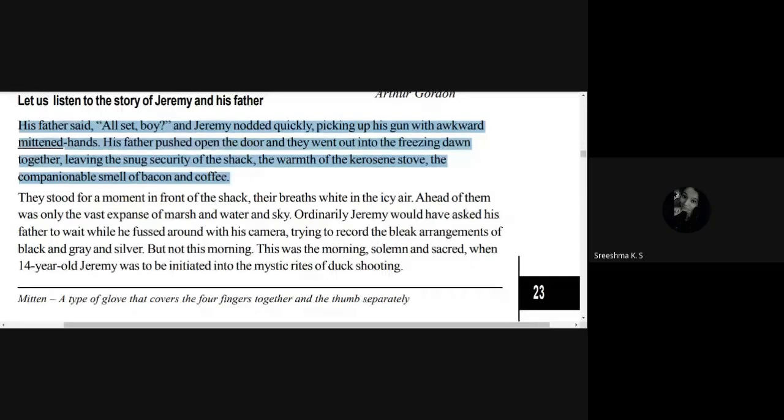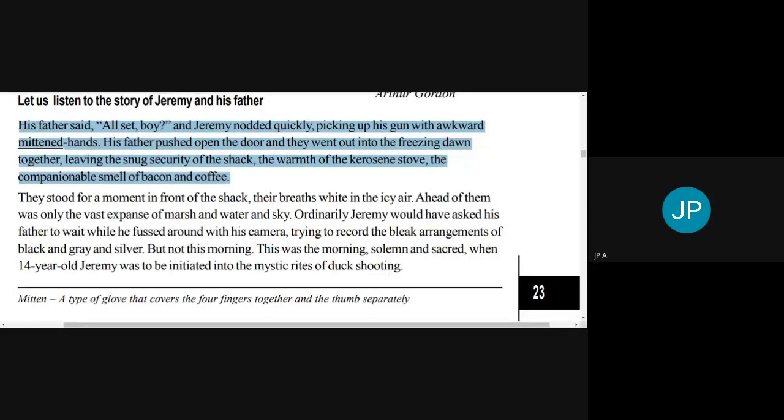His father said, "All set, boy," and Jeremy nodded quickly, picking up his gun with awkward mittened hands. His father pushed open the door, and they went out into the freezing dawn together, leaving the snug security of the shack, the warmth of the kerosene stove, the companionable smell of bacon and coffee.